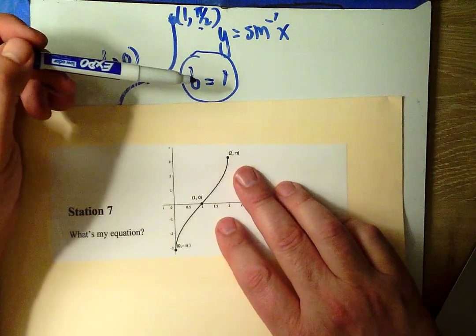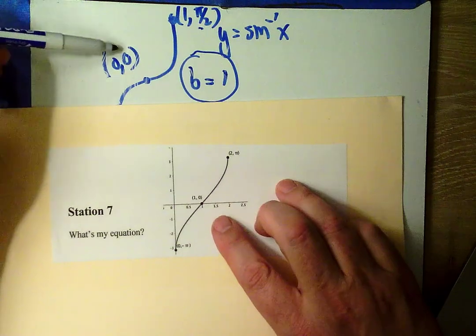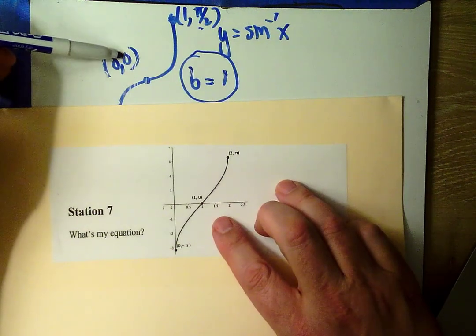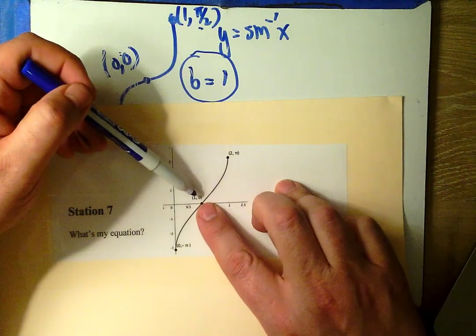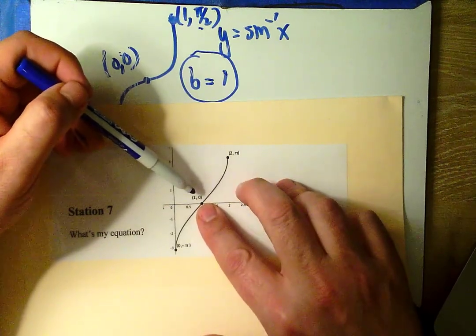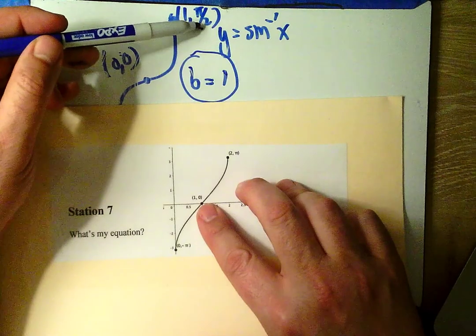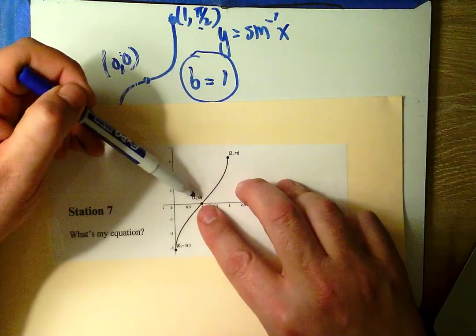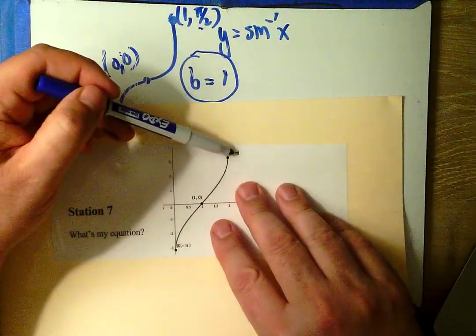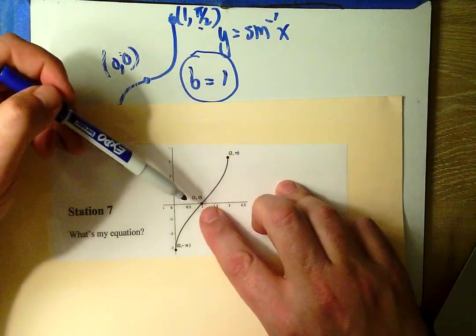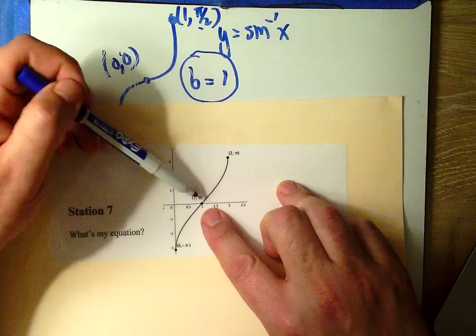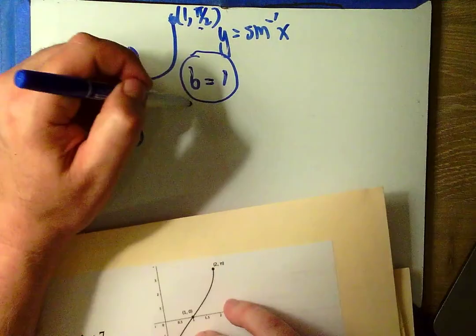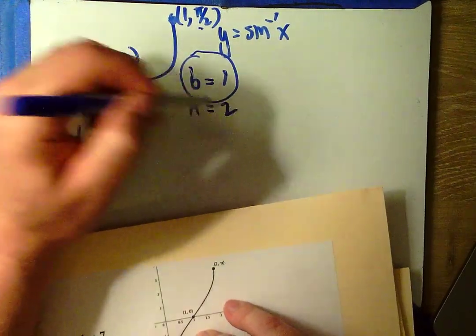Well, let's check the 0, 0 point. Okay, so 0, 0 here, and if I add pi over 2 to this, my new point should be pi over 2, but it's not. So I think that other option, where I take this point and multiply by 2 and get my new point, pi, is what we're doing here. Because if I multiply this by 2, I still get 0. So I think my a value is 2.